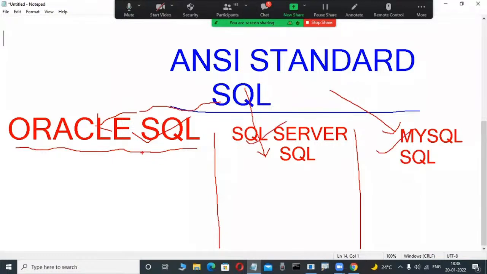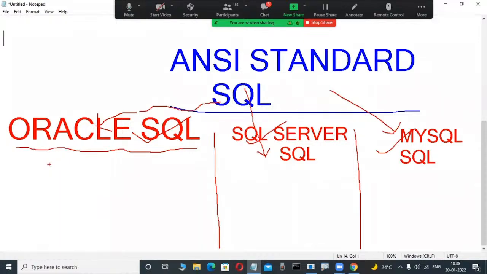Conceptually means table is there, view is there, procedure is there, function is there, trigger is there, package is there in Oracle SQL. In SQL Server also: what is a table, what is a view, what is a synonym, what is an index, what is a procedure, function, trigger, same. In MySQL also table, procedure, function, trigger, package. These are the same conceptually, but syntactically totally different.